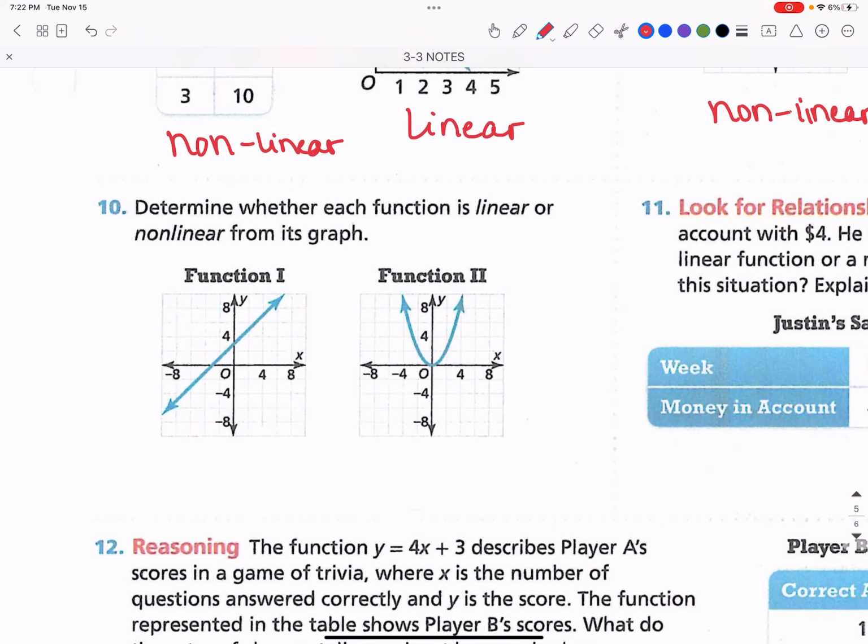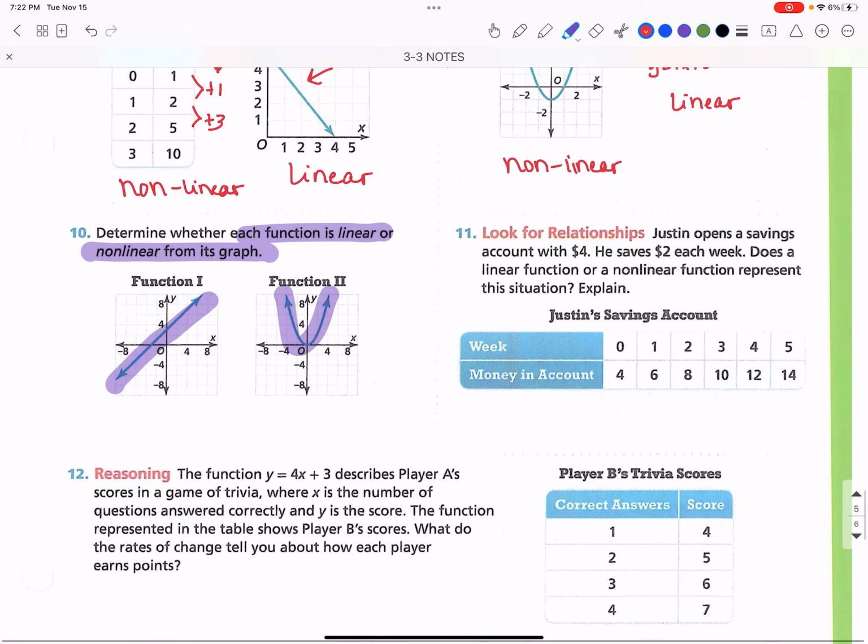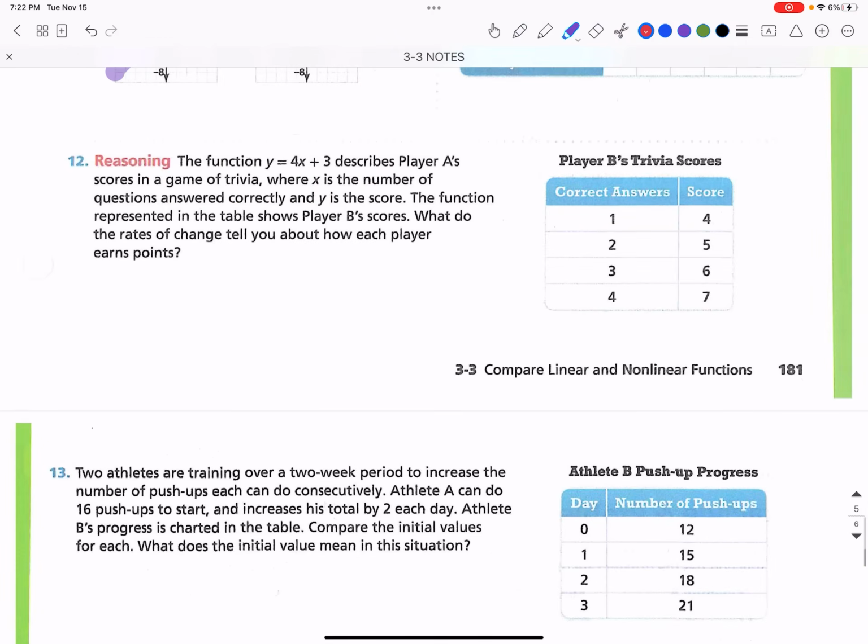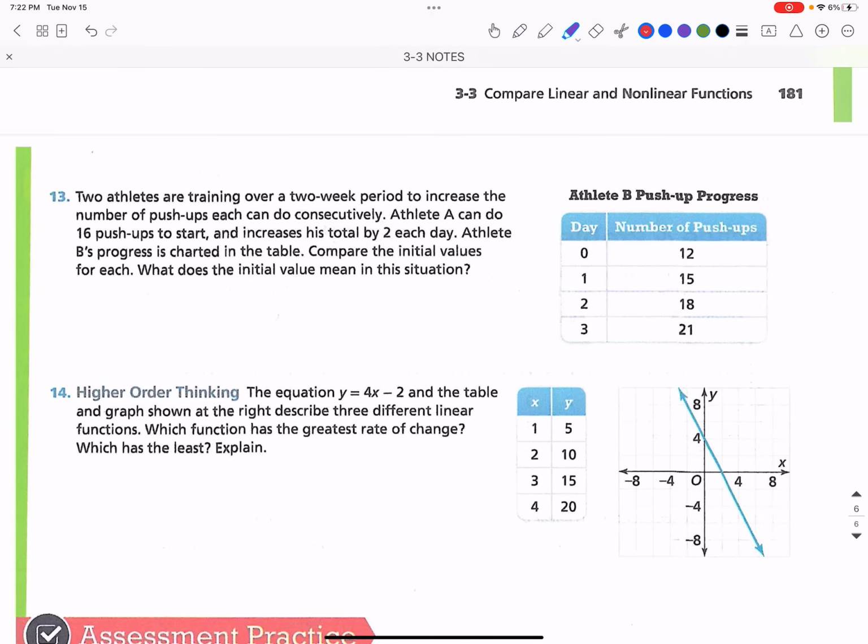Determine whether or not each function is linear or nonlinear. That does not get any easier, right? Linear or nonlinear. Simply straight line, linear, not straight line, nonlinear. Doesn't get any easier than that, okay? I think that is all. Again, if you're given an equation, you know you can find your m is here and your b is here, okay?